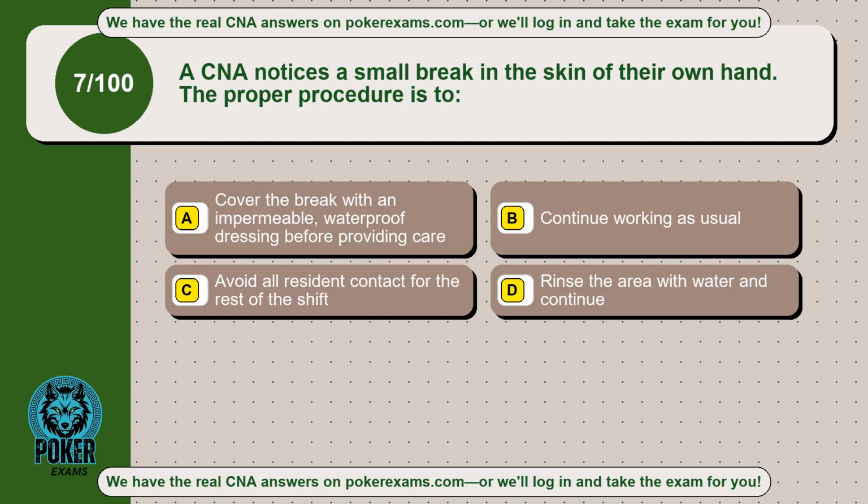Question 7. A CNA notices a small break in the skin of their own hand. The proper procedure is to: Option A. Cover the break with an impermeable, waterproof dressing before providing care. Option B. Continue working as usual. Option C. Avoid all resident contact for the rest of the shift. Option D. Rinse the area with water and continue.